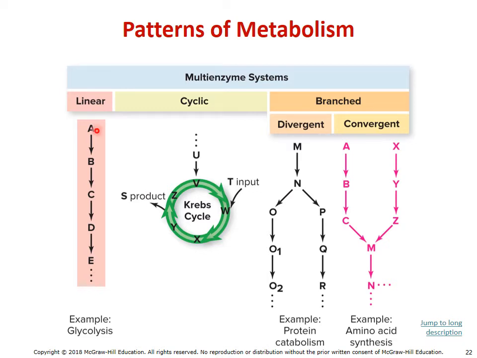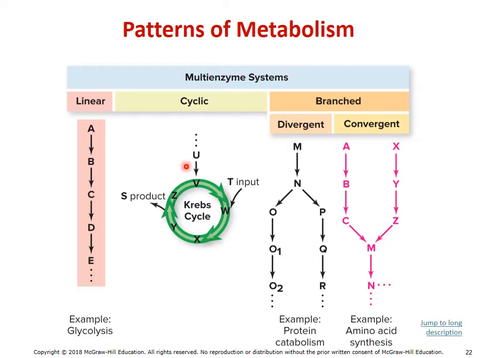Notice in linear, A gets turned into B, and B gets turned into C, and C gets turned into D. But something to note here is that every single arrow represents an enzyme. There's an enzyme that helped take and convert A into B. But then there's a different enzyme that converts B into C. And then another enzyme that does C into D.